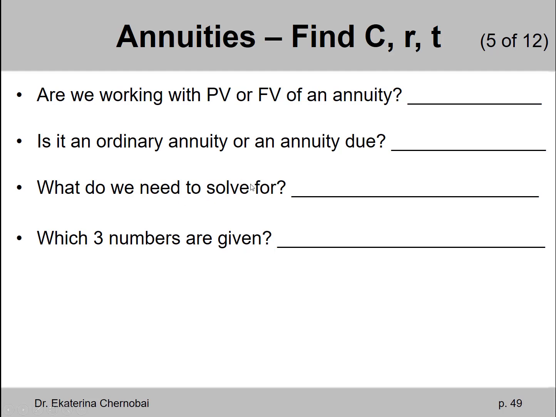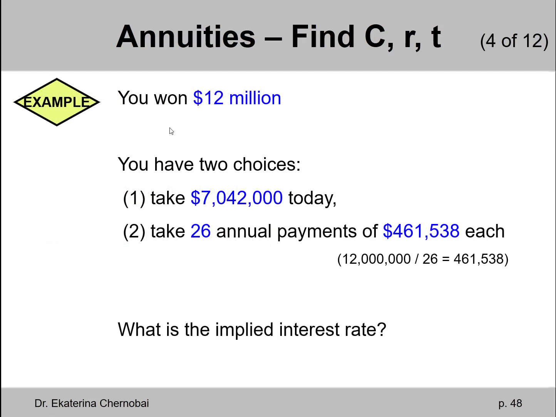And once you figure out what you need to solve for, then you need to figure out what it is that you would need to input in your calculator. So there are always 3 numbers that are given and the 4th one that you need to solve for. So is it an annuity present value or an annuity future value problem?